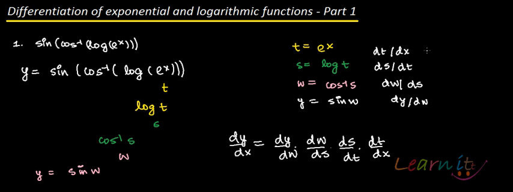Okay, so now you can write this. What is dt by dx? Just e to the power x. What is ds by dt? 1 upon t. What is dw by ds? It is minus 1 upon root of 1 minus x square. And what is dy by dw? Cos of w. Okay, this is cos of w.